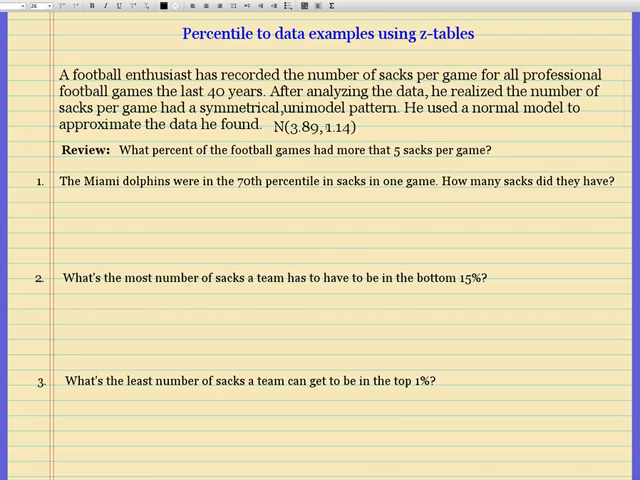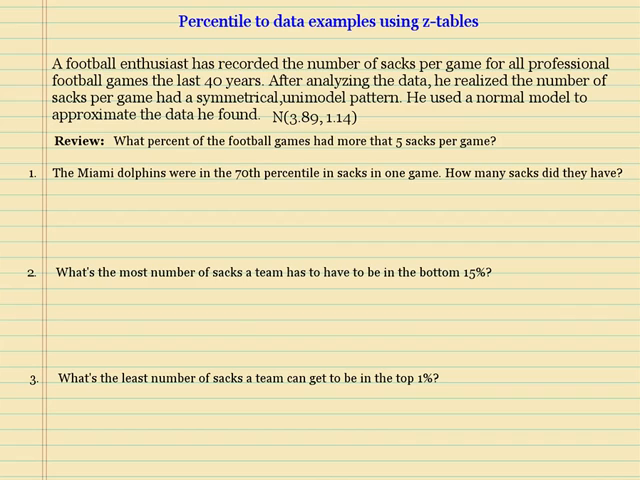So we're starting with our standard normal. Basically, we want to go from percent to find the z, and then find the x. The x is actually how many sacks they had. So using the standard normal.